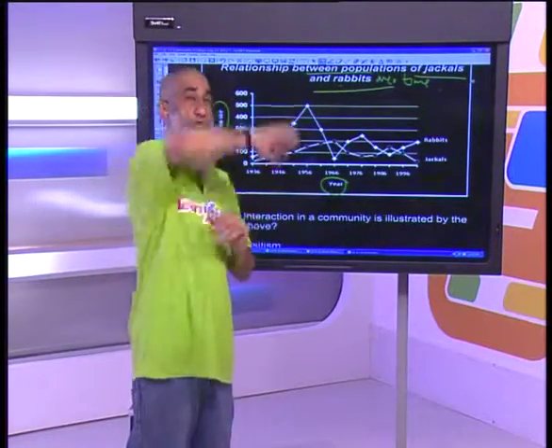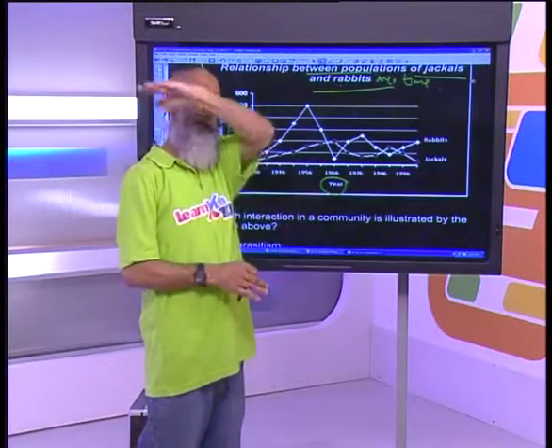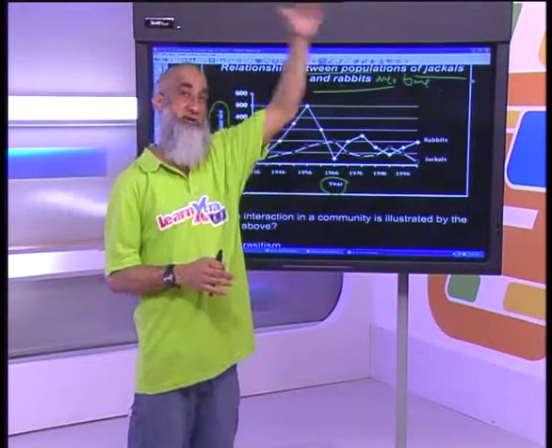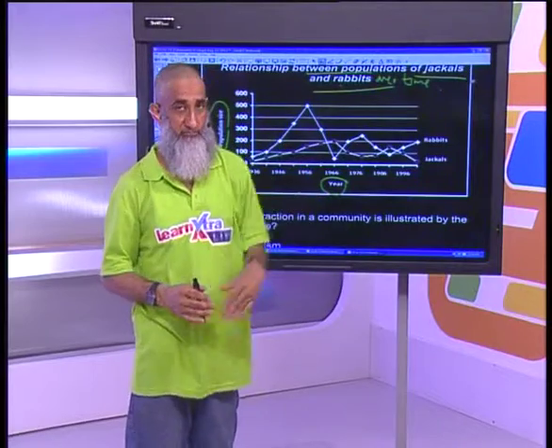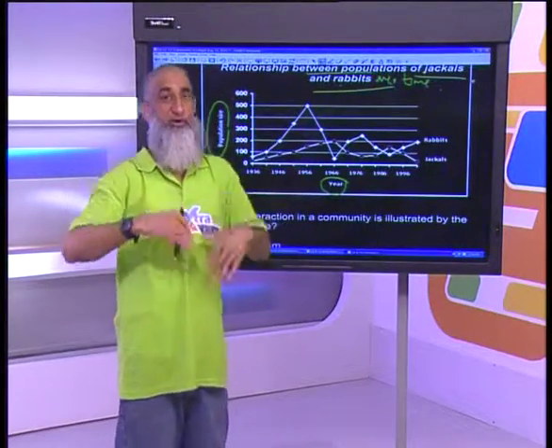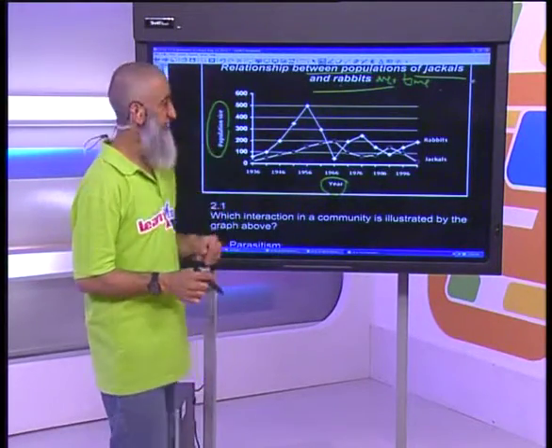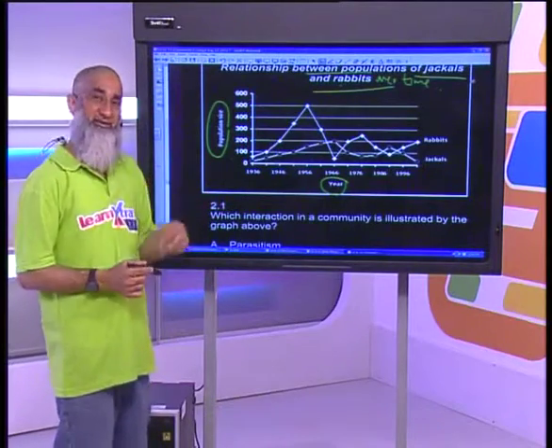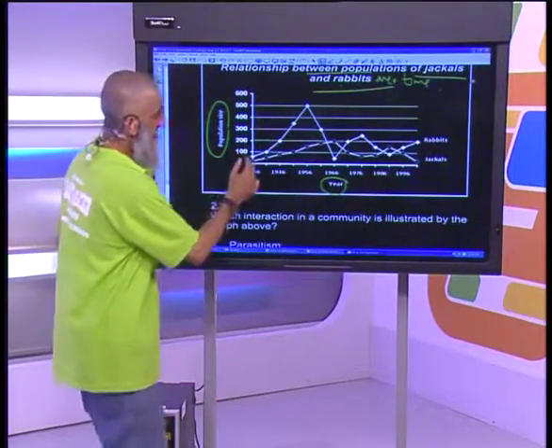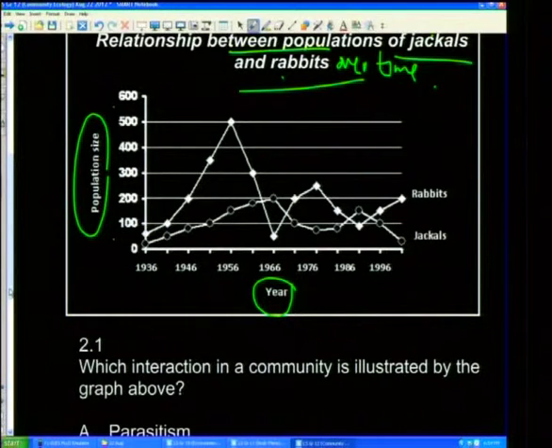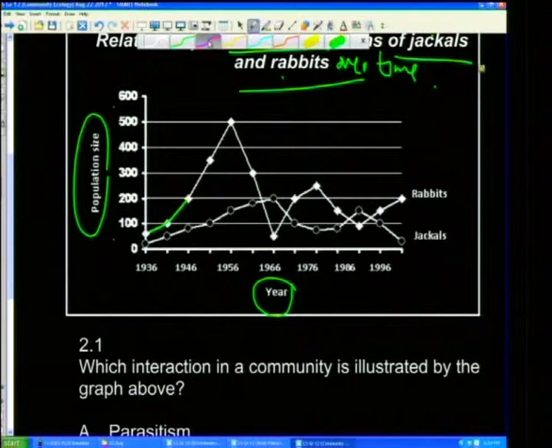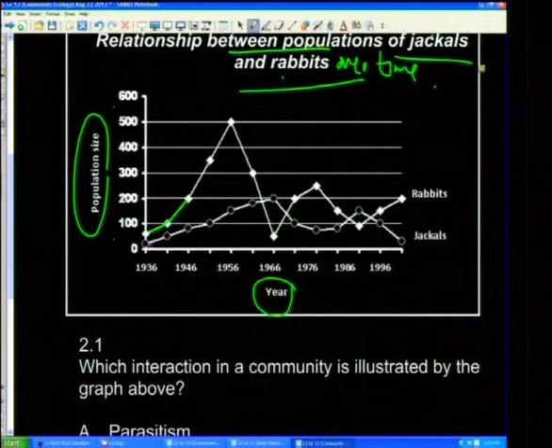Number one, overall, on average, which one has a bigger population? Which one reaches a higher peak? That will be the prey. The one that reaches the lower peak would be the predator. The second thing you must look at in a graph, which one increases first? And if you look at this one here, you'll see that when this one is increasing, then that starts increasing slowly, as you can see there.